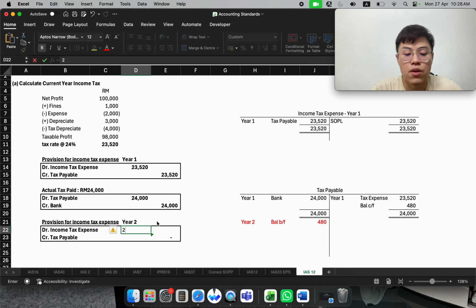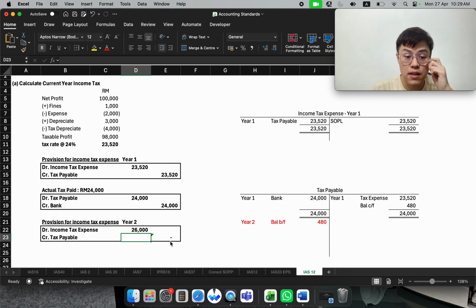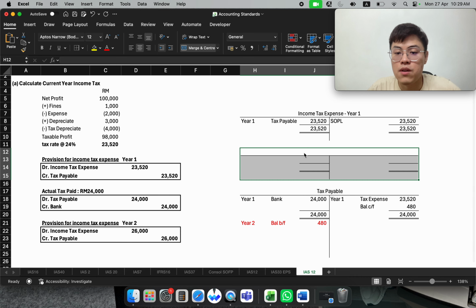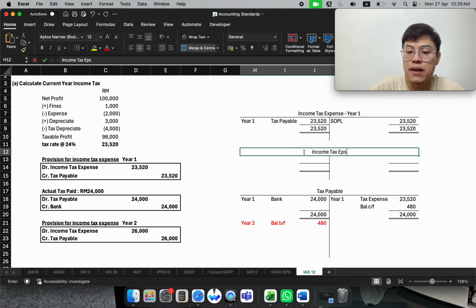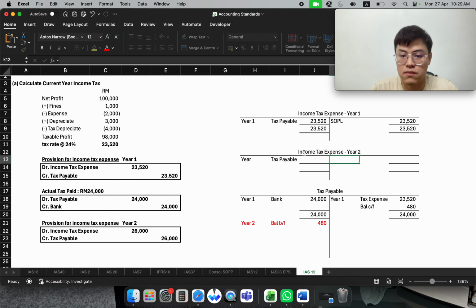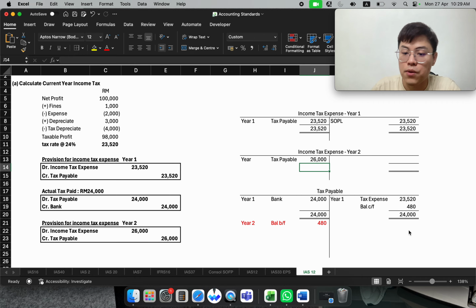If year 2, your tax estimate is 26,000, assuming you are going to do the year 2 income tax expense account. So in the year 2 income tax expense account, you are going to debit here, tax payable 26,000, and you are going to credit here 26,000. So this is year 2 tax expense.